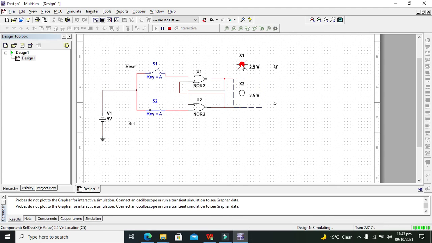But this thing is not important. The important thing is that when there is 00 on both switches, on both inputs of the NOR gate, it will memorize its past state, because this is its past state. So hopefully you got the concept of how the latch works in this Multisim.